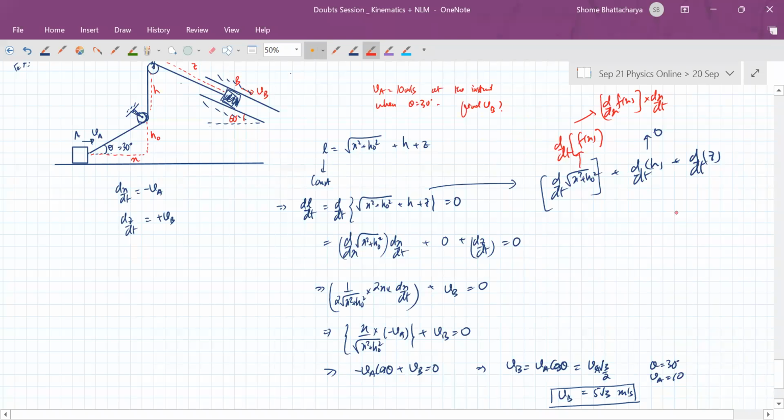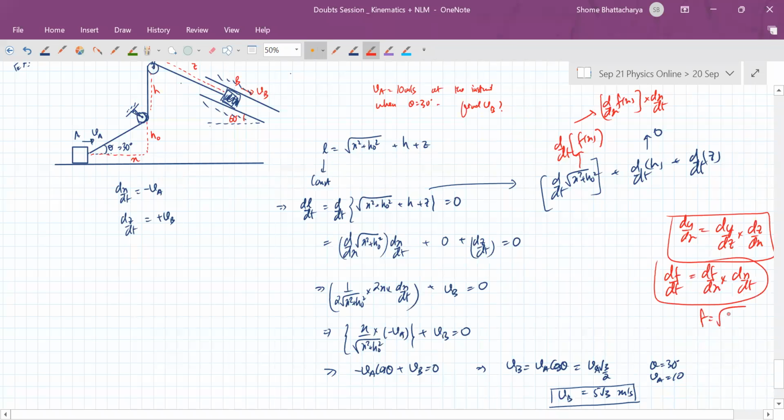Yes, sir. Chain rule was basically this, that dy by dx can be written as dy by dz into dz by dx. Similarly, I can say that differentiation of some function with respect to time is differentiation of that function with respect to x into dx by dt. And here that function is root of x square plus h naught square. Yes, sir. Okay, so hope this is clear.